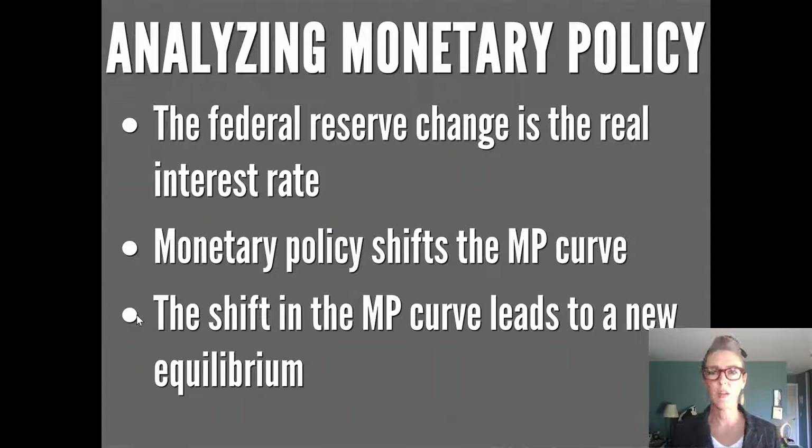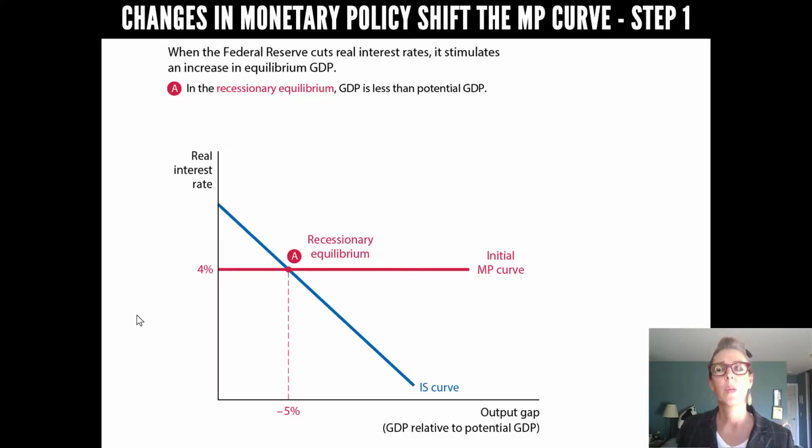So let's analyze monetary policy. Remember, the Federal Reserve changes the real interest rate. Monetary policy shifts the MP curve, and the shift in that MP curve leads to a new equilibrium, so they can change the macroeconomic equilibrium.